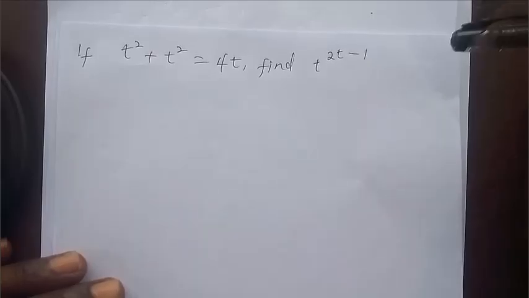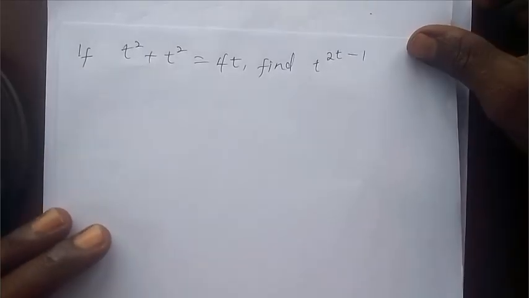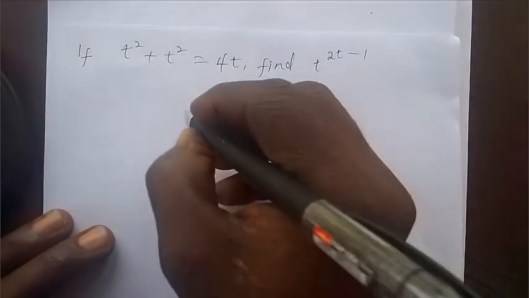There's a question saying if t squared plus t squared equals 4t, we want to find t to the power 2t minus 1. Let's jump straight into it.